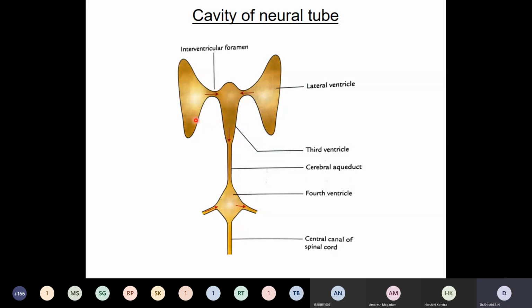So prosencephalon has 2 parts, that is telencephalon and diencephalon. The cavity of the telencephalon is a lateral ventricle, cavity of diencephalon is third ventricle. So the lateral ventricle is connected to the third ventricle through the interventricular foramen of Monro.